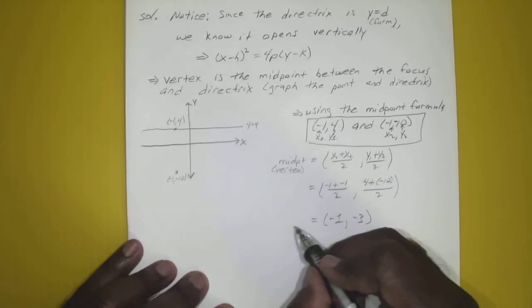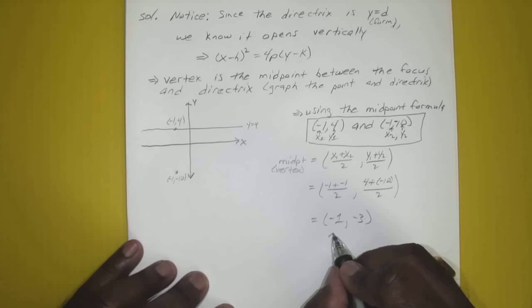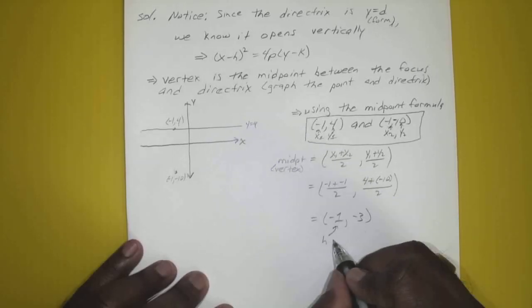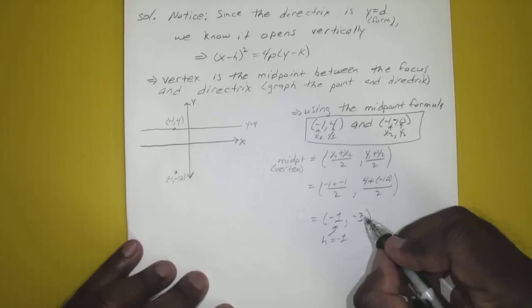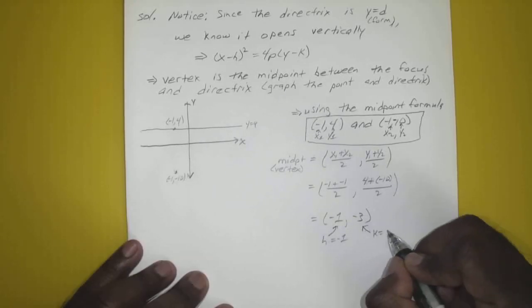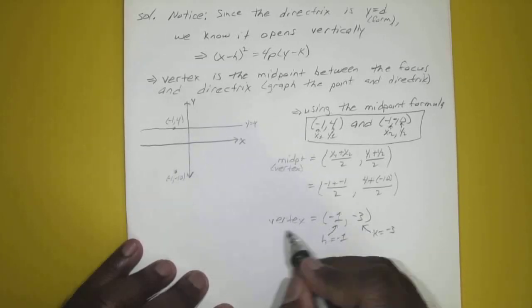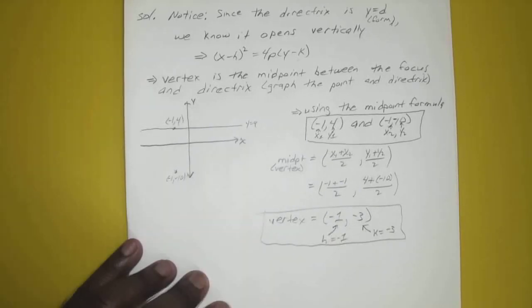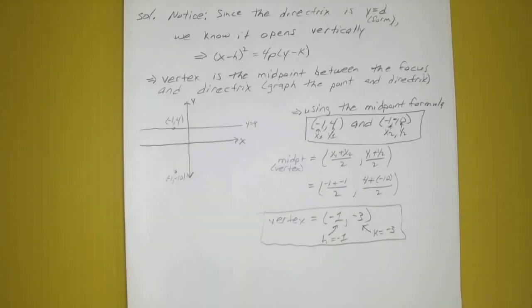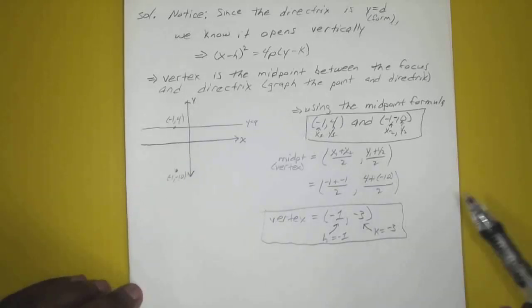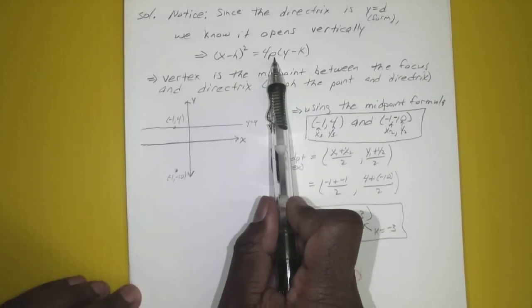So this is actually our vertex, where we know that our vertex is h equals negative 1, and our k is equal to negative 3. All right, does that make sense? Okay, so now we found our h and our k. Now we have to find our p.